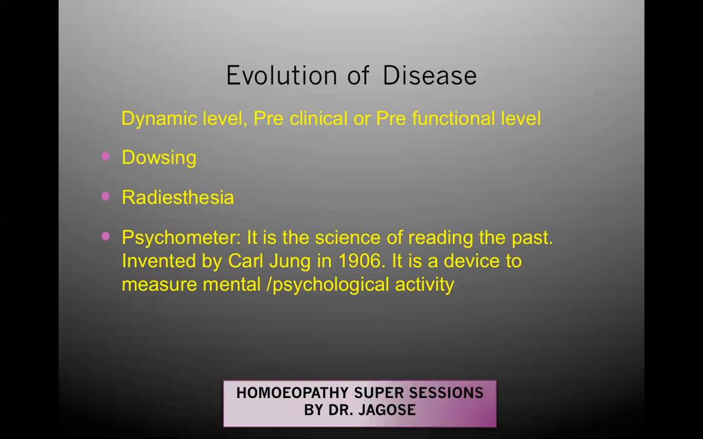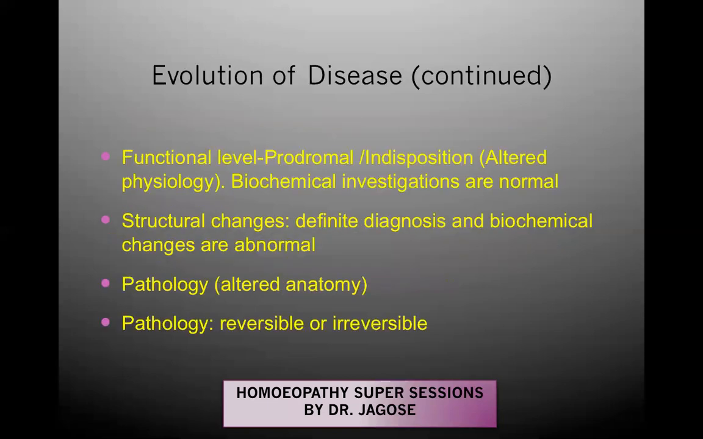So by dowsing, you won't be able to make out the exact diagnosis, but at least you'll be able to find out what is the system, what is the part, what is the location, or what is the organ involved. Now, psychometer is a science of reading the past, and it was invented by Carl Jung in 1906. It is a device to measure the mental or psychological activity of the patient. This is also another method they used to use in the olden days to see the derangement at the dynamic level.